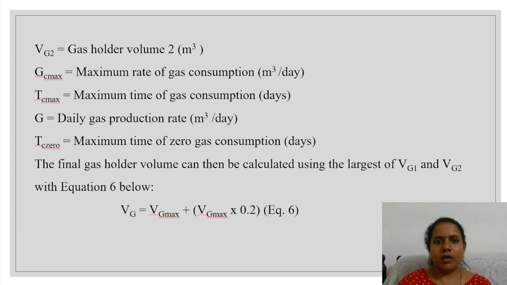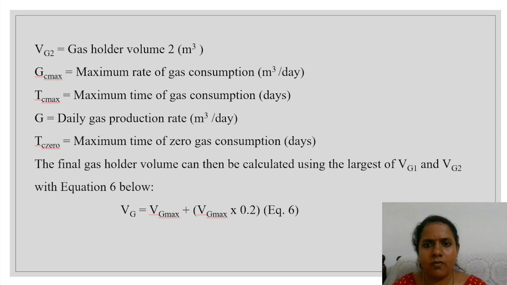Okay, some parts of the design I had already taken. Vg2 is the gas holder volume 2. Gc max is the maximum rate of gas consumption in meter cube per day. Tc max is the maximum time of gas consumption in days. G is the daily gas production rate in meter cube per day. Tc0 is the maximum time of zero gas consumption in days.